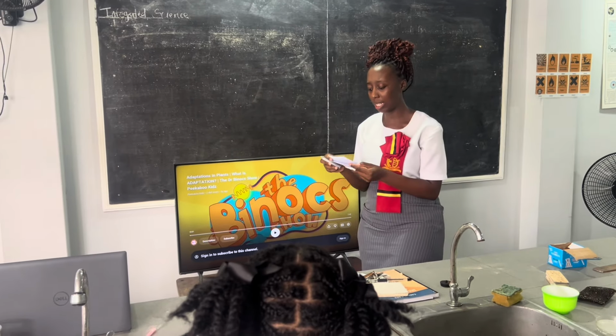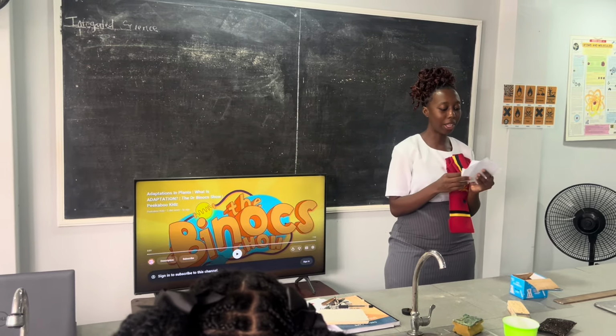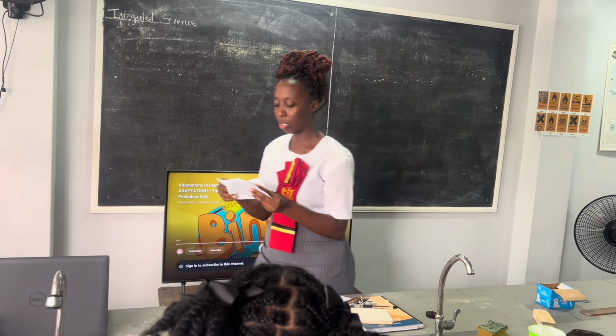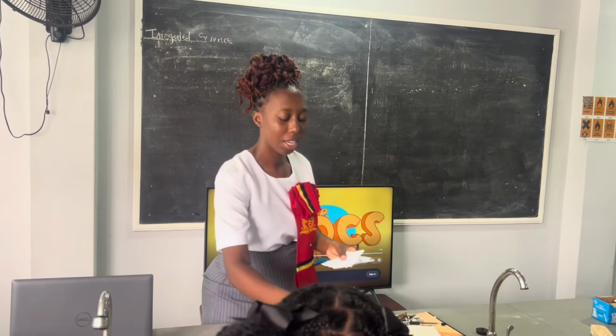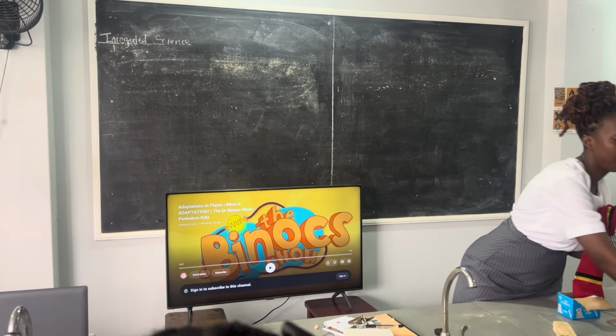Before I explain the stages of germination, yes, it was mentioned in the video, but I would like to see how many of you would have learned something. So I have some cutouts here. I'm going to give them to you, and you have to place them in the right stage. I'm going to go around.